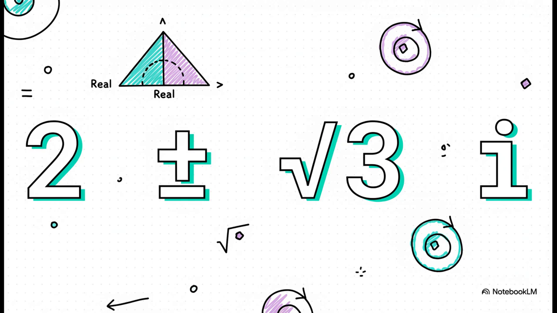And hey, notice anything familiar? The answers are 2 plus the square root of 3 times i and 2 minus the square root of 3 times i. They're a pair, a complex number and its conjugate, that mirror image we just saw. It's no coincidence. These solutions often show up in these neat pairs.